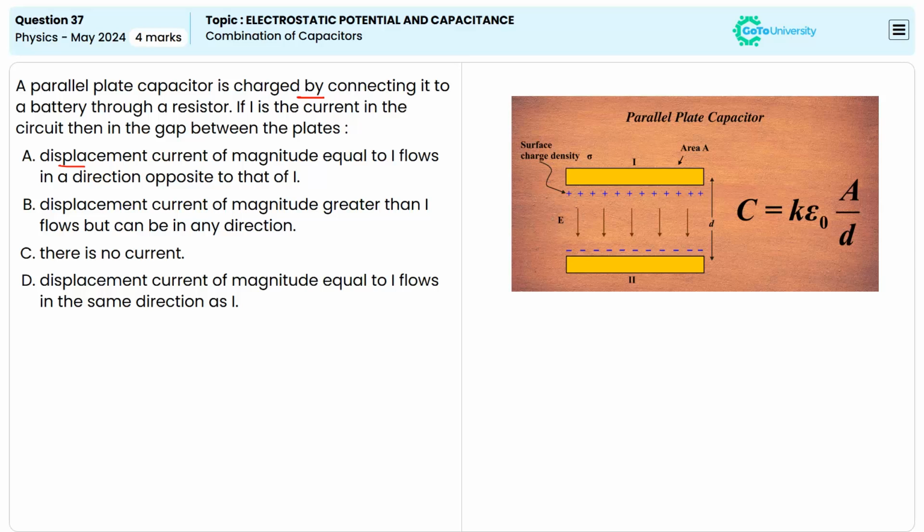So as the capacitor charges, the electric field between the plates changes, and that change will produce displacement current in the gap between the two parallel plates, which behaves like a real current. The value of displacement current can be calculated using the formula epsilon naught A times dE/dt. So here we can say, based on how the electric field changes, it will produce the displacement current.